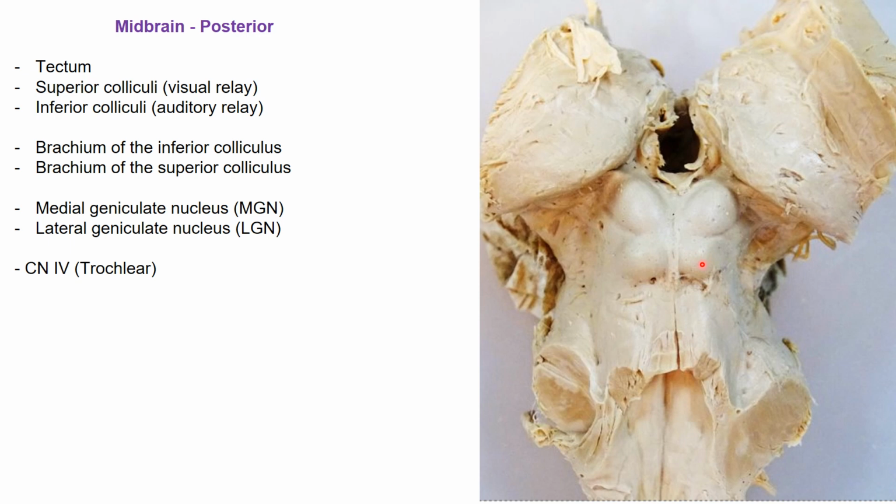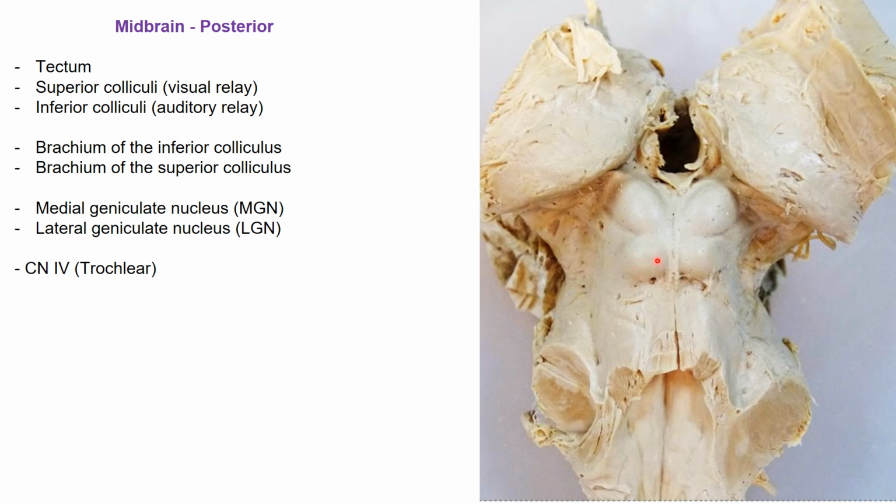Now, given that this is a relay station, there needs to be another pathway to leave the colliculi to go to more superior regions of the brain. So that is done via the brachium of the inferior colliculus and the brachium of the superior colliculus. If you think back to the Latin of brachium, that's going to be your arm. So this is the arm of the inferior and superior colliculi.